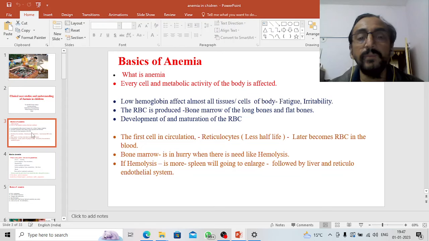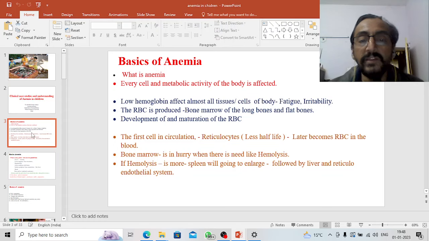The RBC is produced in the bone marrow of the long bones as well as flat bones. Development and maturation of the RBC is a big process. As we know, there is formation of erythroblast in the beginning, which later passes on to the stages of early normoblast, intermediate normoblast, late normoblast, erythrocyte, reticulocyte, and then RBC.